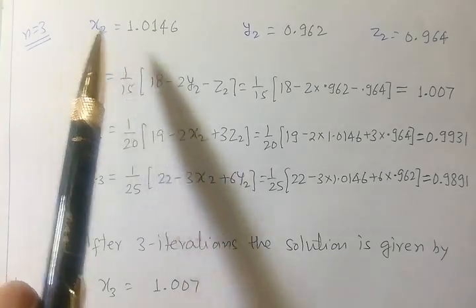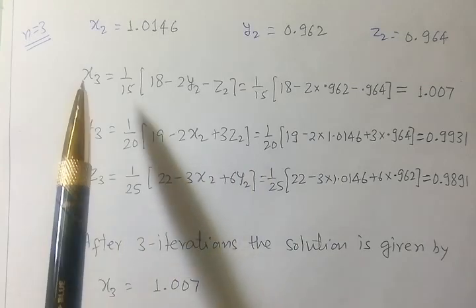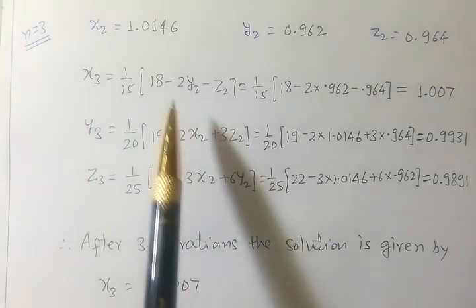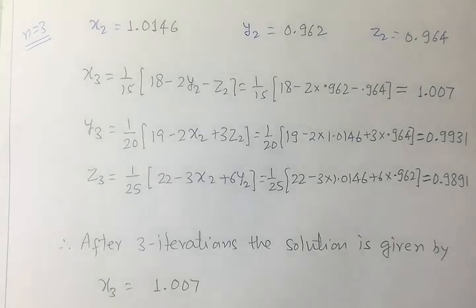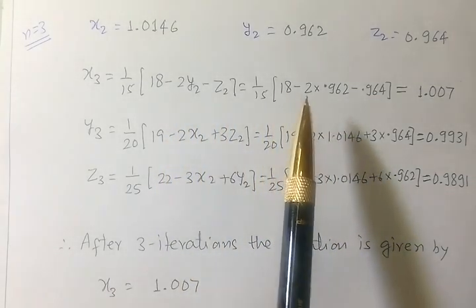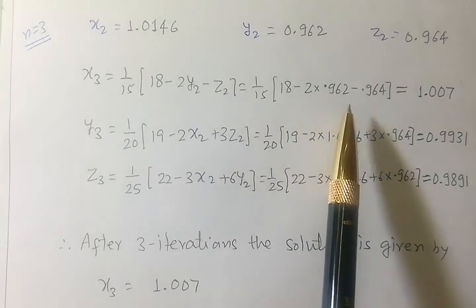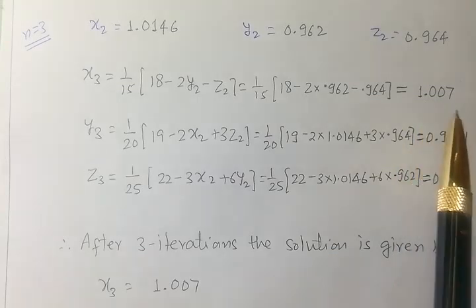So x2, y2 and z2 values are written over here because we are going to use them. This side is x3, y3, z3. This side will be x2, y2 and z2. Okay. Substituting y2 and z2 here, 18 minus 2 into 0.962 minus 0.964. After calculating, we get 1.007.